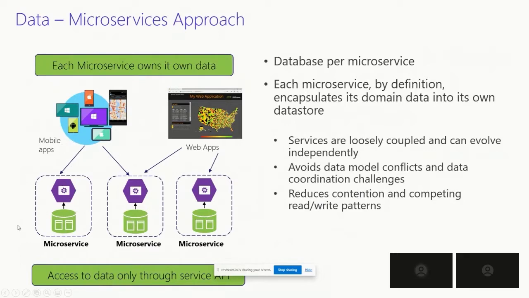I can reduce some of the contention and some of the competing reads and writes. When I have a single relational database and I'm doing reads and writes, I'm going to see contention. I'm going to see locking. If each service has its own data store, the databases are smaller and simpler, you can scale each one individually, and you're moving away from that contention of reading and writing.